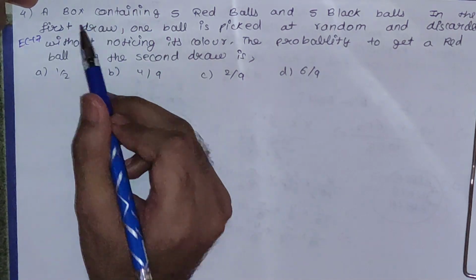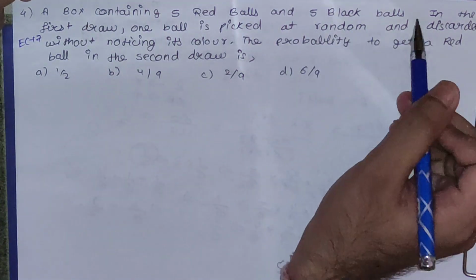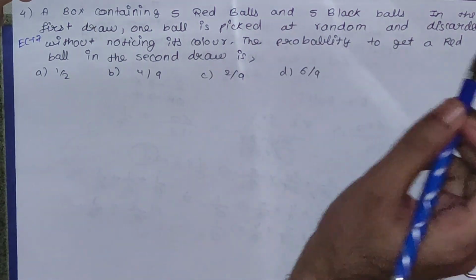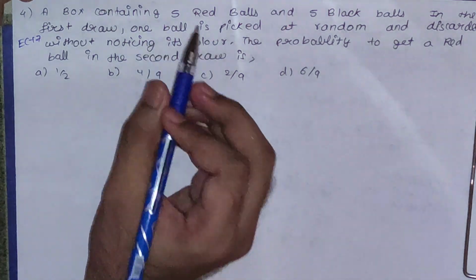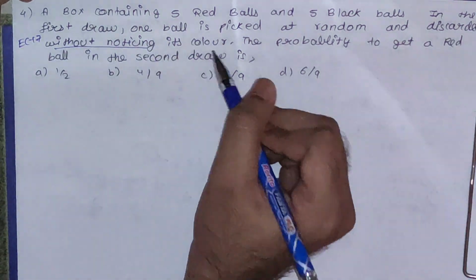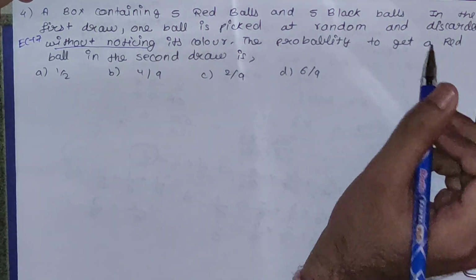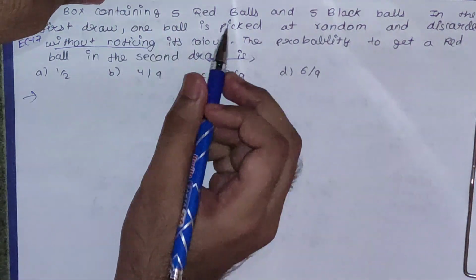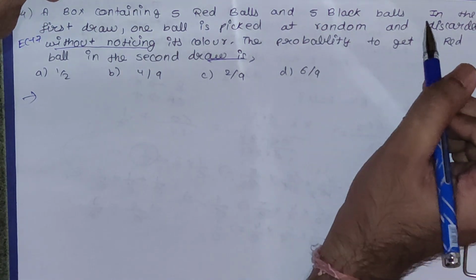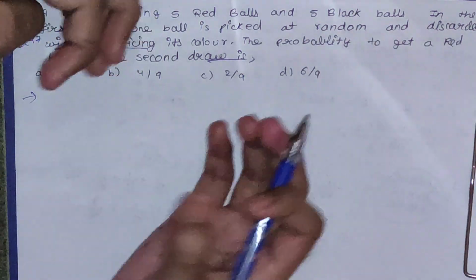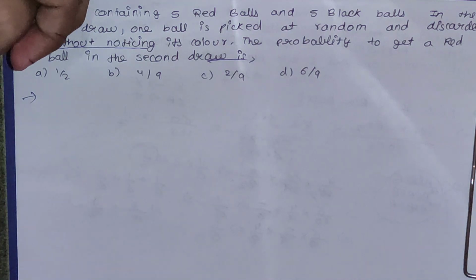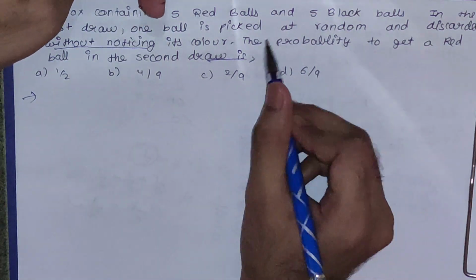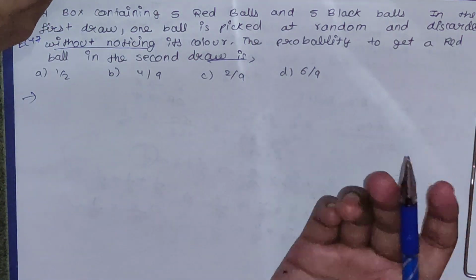This is of EC17: a box containing 5 red balls and 5 black balls. In the first draw, one ball is picked at random and discarded without noticing. Now this question is of without noticing its color. The probability to get a red ball in the second draw is... So the question is saying a box has 5 red balls as well as 5 black balls. In the first draw one ball is picked and discarded without noticing, basically it is thrown away without noticing its color, and we have to find the probability to get a red ball in the second draw.